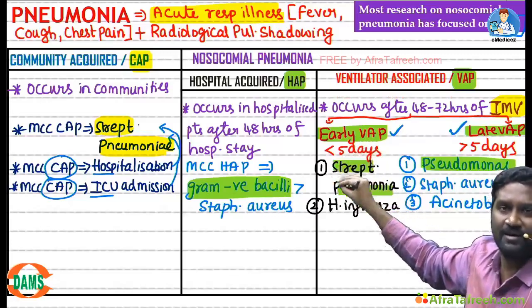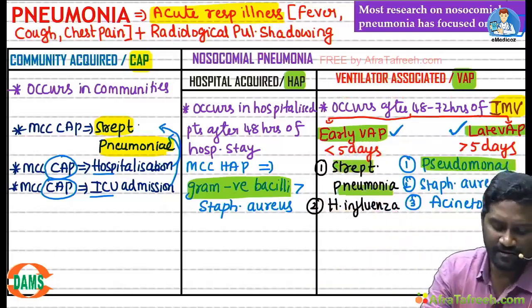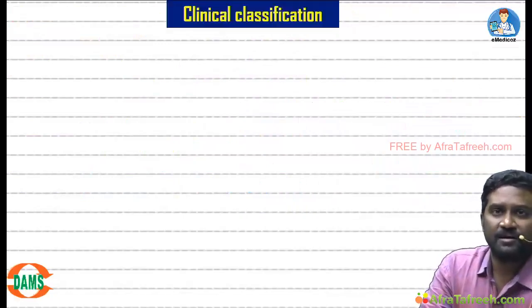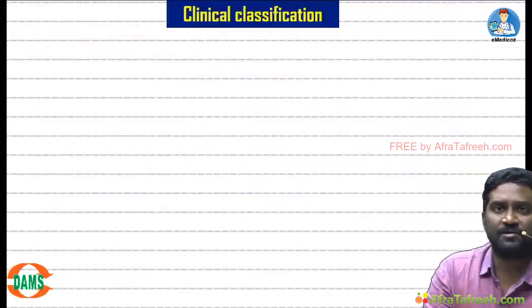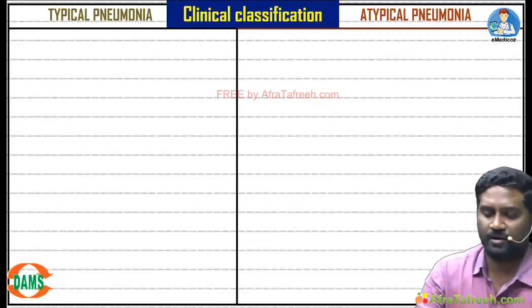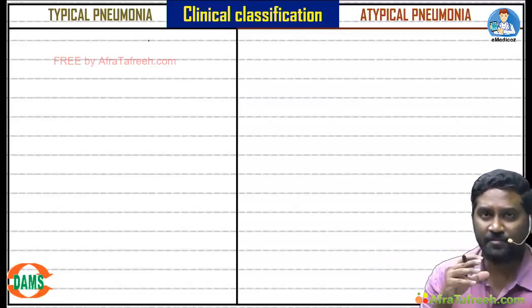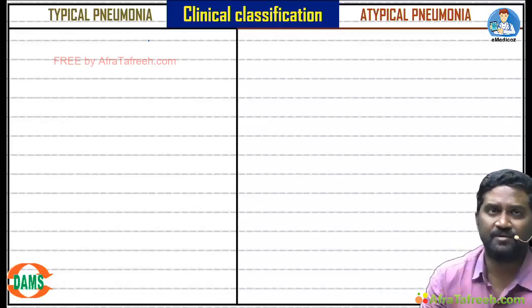Or is it in the hospital after connection to an invasive mechanical ventilation? The next classification is based on clinical presentation. On the basis of clinical presentation, pneumonia can be divided into typical pneumonia and atypical pneumonia. Typical means something usually happening. Atypical means something unusual. First let us discuss typical pneumonia.